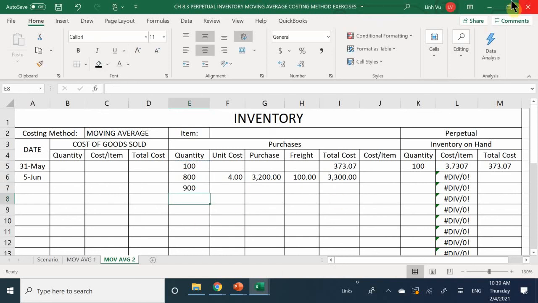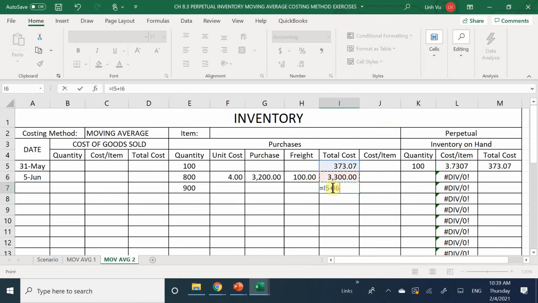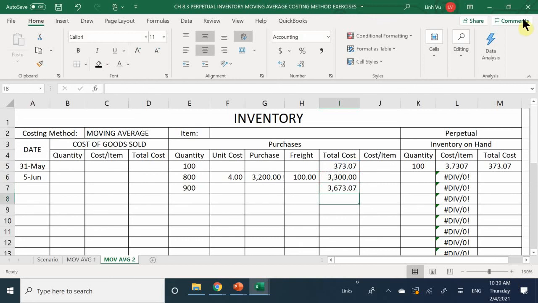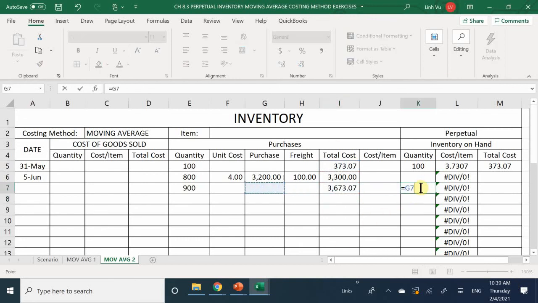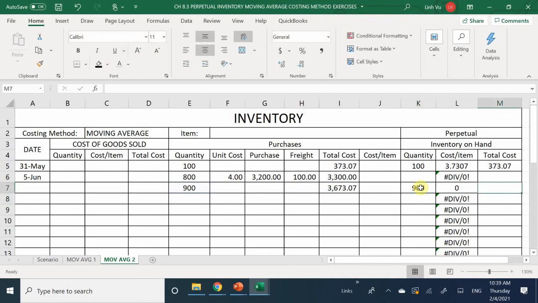So I have a total of 900 here, and my total cost is going to be 3,673.07. Good. And of course, I'm going to bring it right along. So my average cost per item is going to be 4.081188. Good. Excellent. Okay, so good.